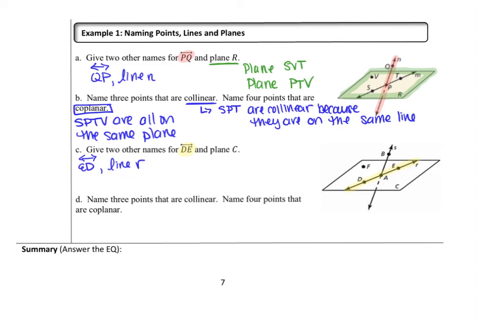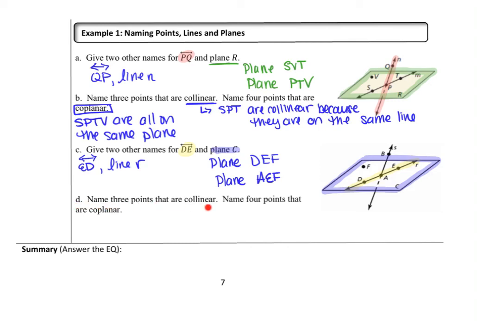Now let's move to the plane. We want to name plane C, which is represented right here, 2 different ways. How would you do that? Remember, you just need 3 points to name a plane. So D, E, F are on that plane. A, E, F is another way to name the plane.